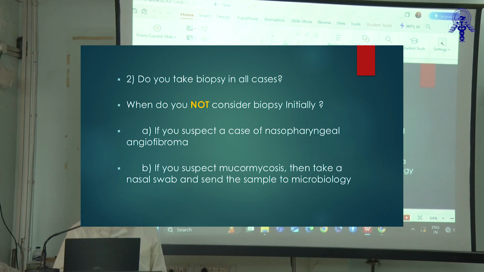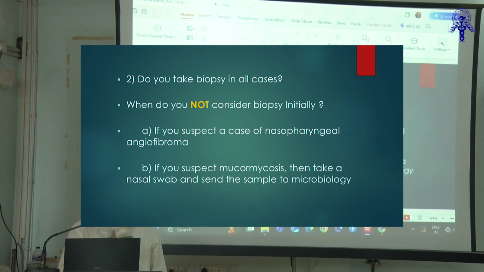You take a biopsy, you don't get so much time. So you do a nasal endoscopy, you see the crust and the destruction, and take a nasal swab and do a KOH mount. And if it comes out as non-septate hyphae, you just go for the debridement, seeing the extension by the CT scan and MRI.